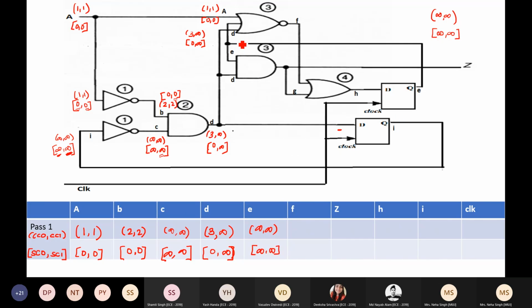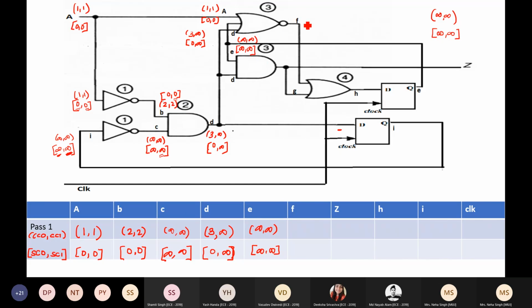So I got all the inputs here. This is infinity infinity, infinity infinity. Similarly for this gate at level 3, I got one value as infinity all and the other value is D, which is 3 infinity 0 infinity. Now I can evaluate for level 3.